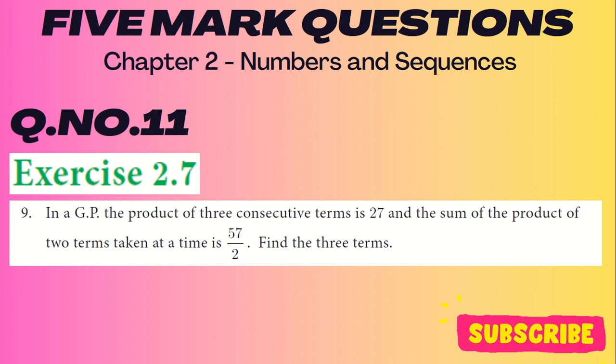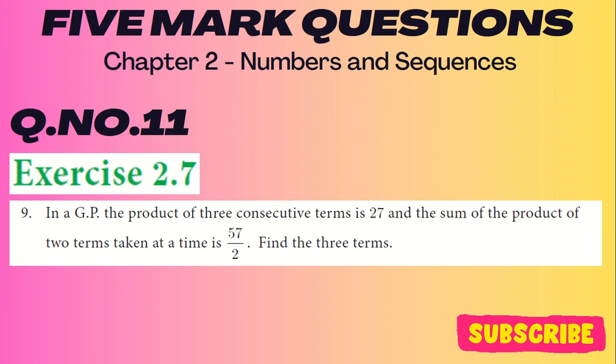So I'll repeat, exercise 2.7 ninth sum: in a GP the product of three consecutive terms is 27 and the sum of the product of two terms taken at a time is 57 by 2. Find three terms of the GP. That is, we have to find the three terms of the GP.